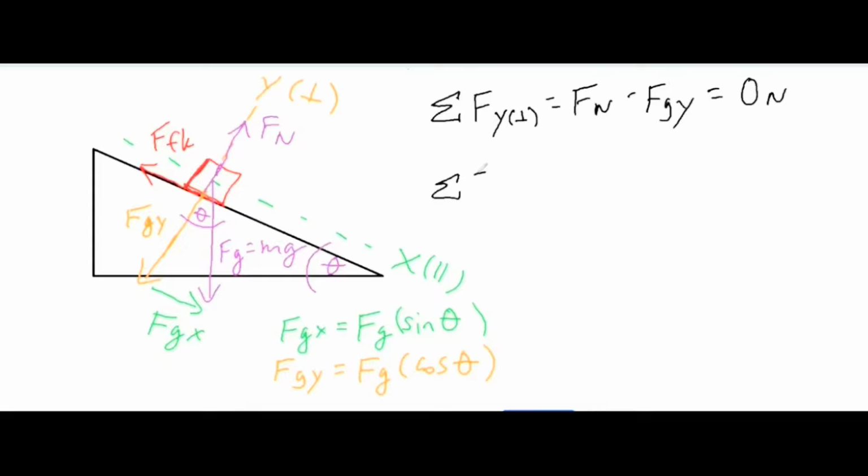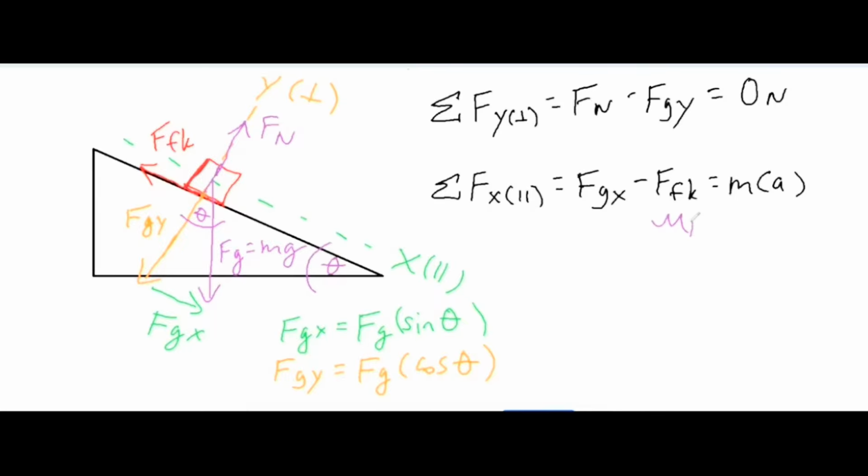And then for the sum of forces in the x direction or the parallel direction, we have FGX that's sending it down the ramp, and then we have the force of kinetic friction that is opposing it. And in that case, we would very likely have an acceleration. So we would have to set that equal to m times a, and then we would either solve for an acceleration or plug one in to find another variable.